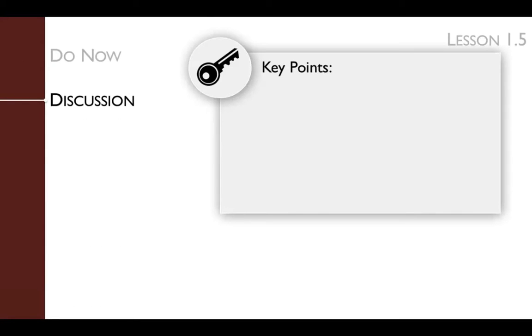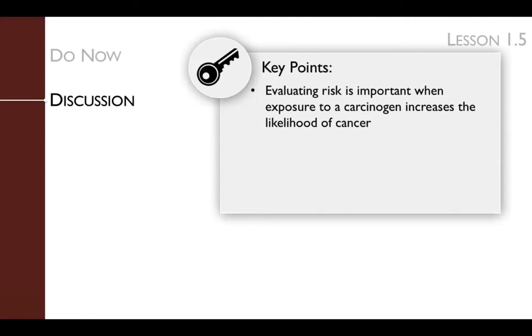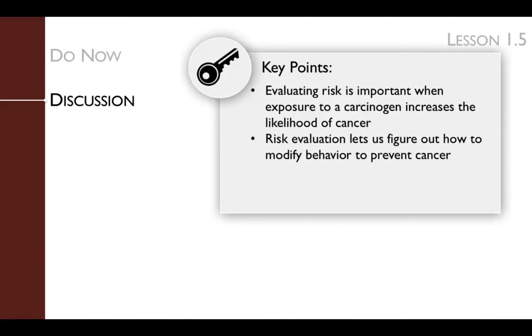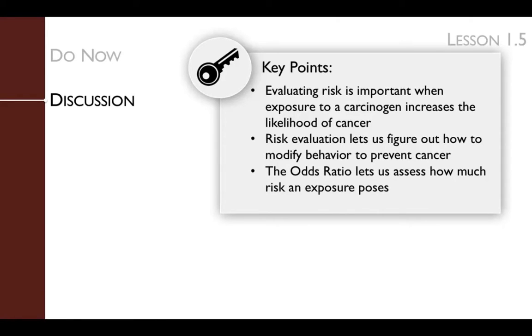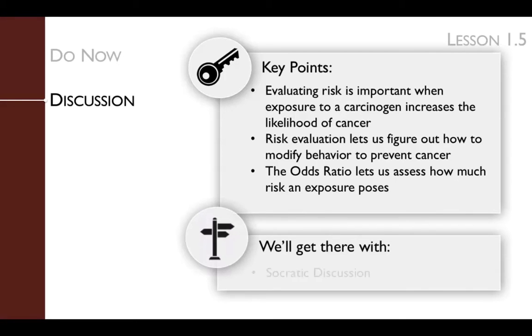The key points of the discussion are the following. Evaluating risk is important when exposure to a carcinogen increases the likelihood of cancer. Risk evaluation lets us figure out how to modify behavior to prevent cancer. And the odds ratio lets us assess how much risk an exposure poses. We'll get there with a Socratic discussion.